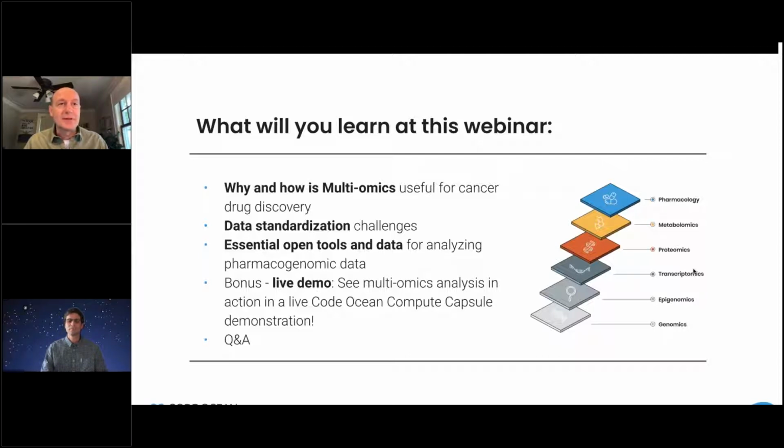We're going to present essential and open tools and open data for analyzing pharmacogenomic data. And we're going to have a live demo of a compute capsule, Multi-Omics analysis, a very exciting compute capsule, a few years of research in Benjamin's lab that is now being open sourced and going to be publicly available for everyone to use after this webinar. And we're going to finish up with Q&A from the audience.